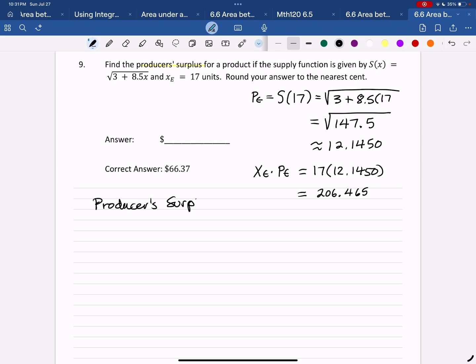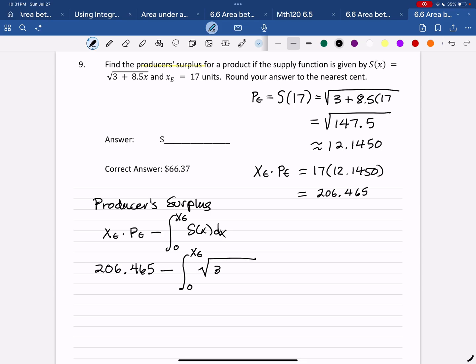Now again, they've asked us for the producer's surplus, so that formula, producer's surplus, is x sub b times p sub b minus the integral from 0 to x sub e of the supply function. So it's going to be 206.465 minus the integral 0 to x sub e of the square root of 3 plus 8.5x dx.